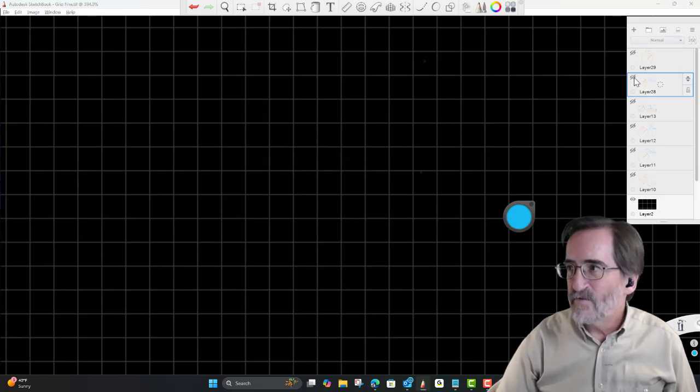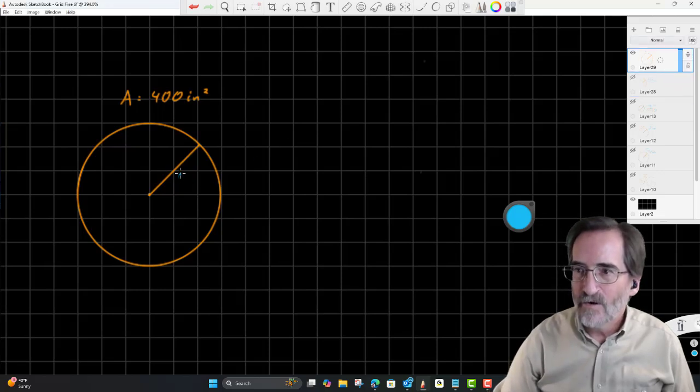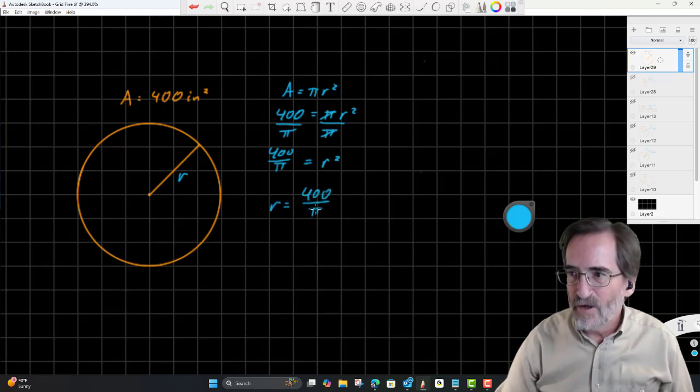Okay, and you might be given a problem like this. You're given the area and asked to find the radius. In which case, use the formula A equals pi r squared and plug in what you know. 400 equals pi r squared. Divide both sides by pi. Pi's cancel, leaving r squared equals 400 divided by pi. And then we do the opposite of squaring, which is square root. So r is the square root of 400 divided by pi.